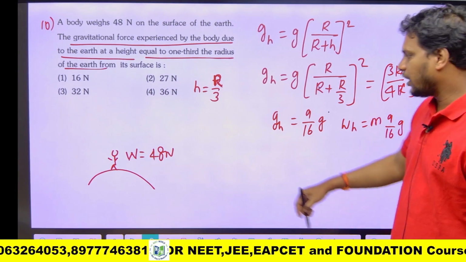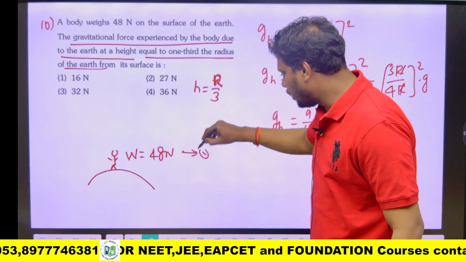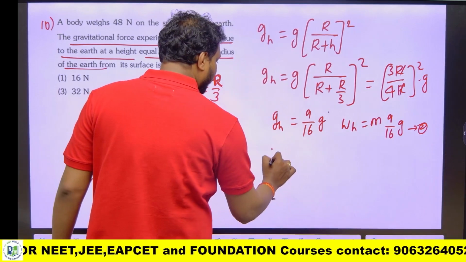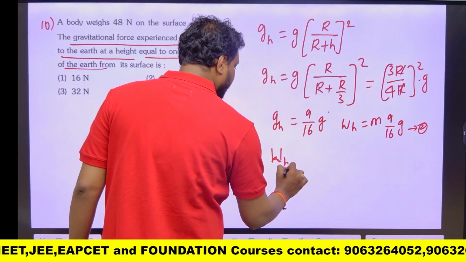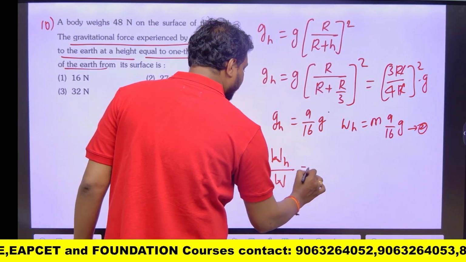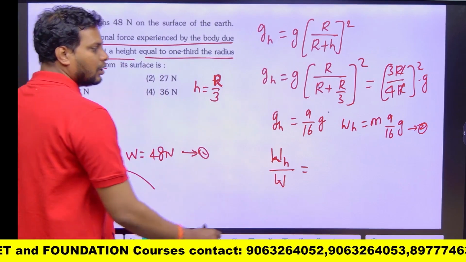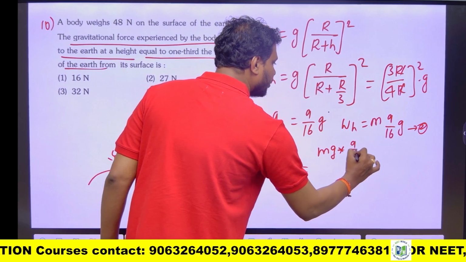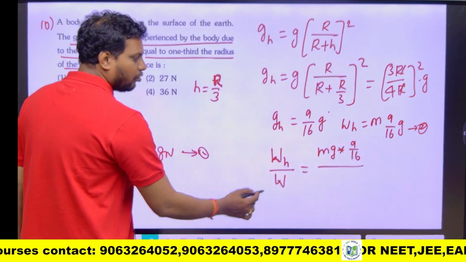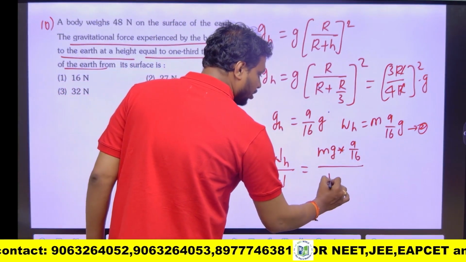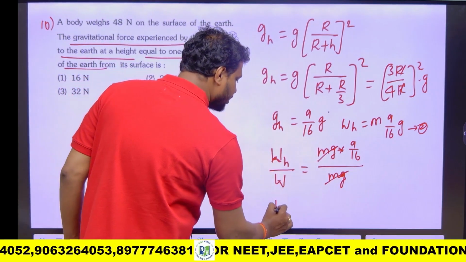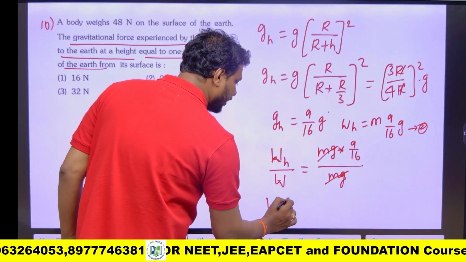Okay, so take it as equation number 1 and take it as equation number 2. Then we can divide: weight at a particular height divided by weight on the surface of earth is equal to mg into 9 by 16 divided by mg, the weight on the surface. Cancel mg and mg. Then bring this to the right hand side.